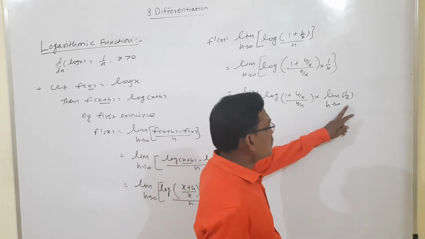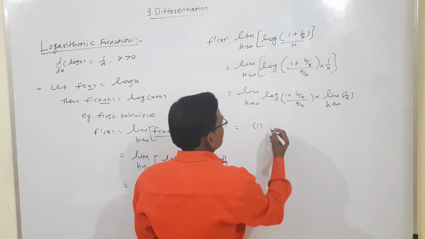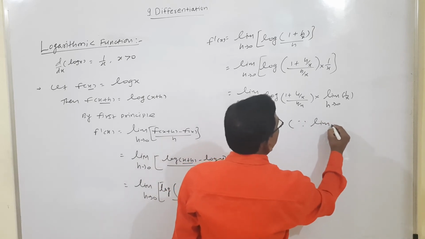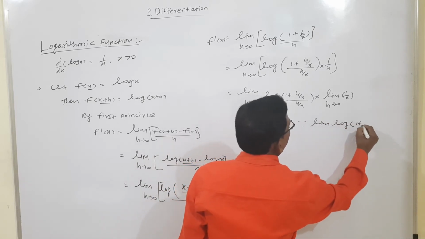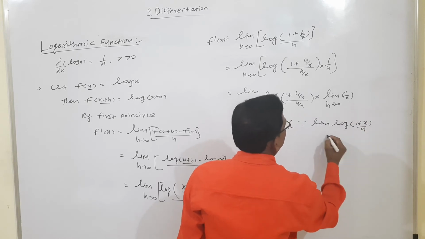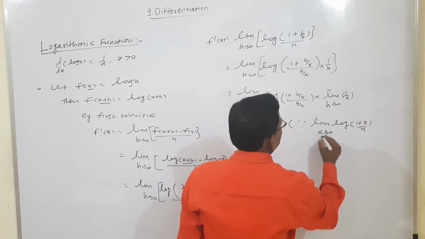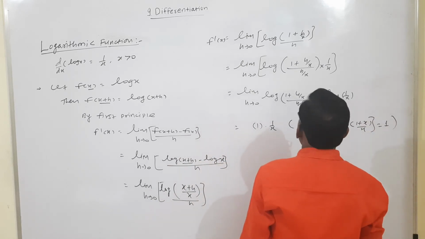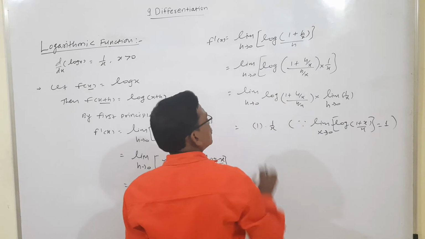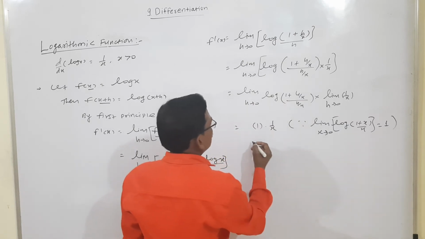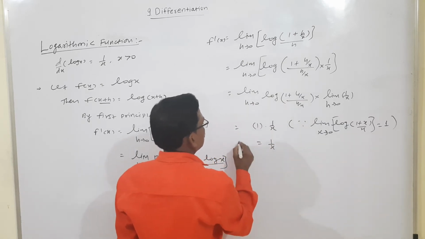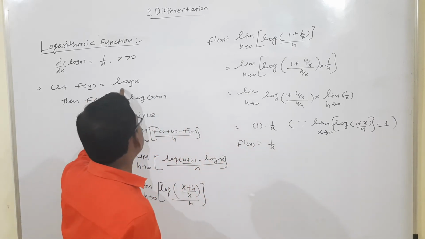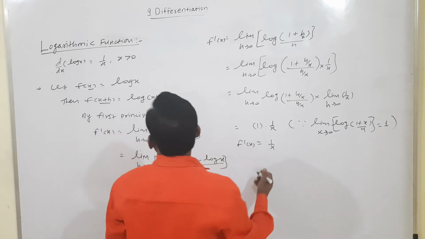The h is absent here, that's why it is 1 by x. Since the limit of log of 1 plus x upon x as x tends to 0 gives 1, we use this formula here. Therefore it is 1 by x, and so it is f dash x. So the derivative of f x, meaning log x, is 1 by x.